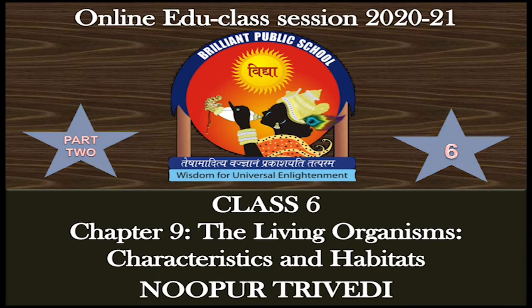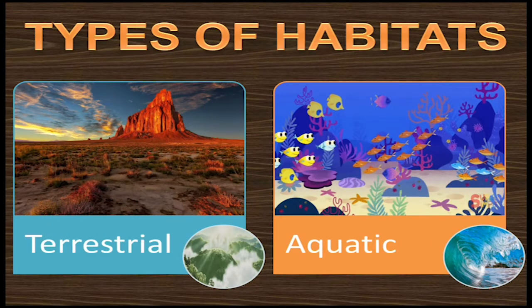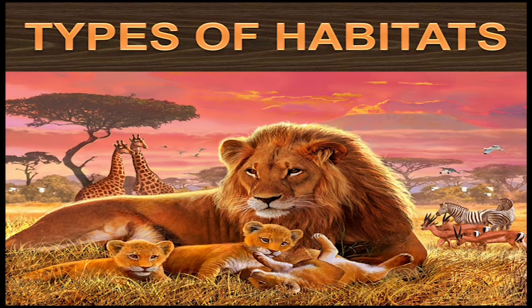Hello children, welcome to the online EduClass session for class 6 chapter number 9, the living organisms, characteristics and habitats, part 2. In this part, let's discuss the types of habitat and how the animals adapt themselves for survival in the surroundings.